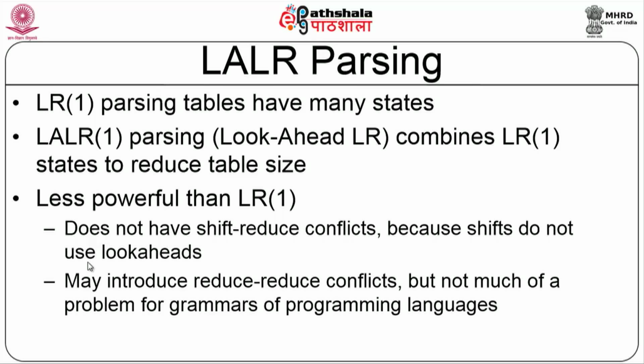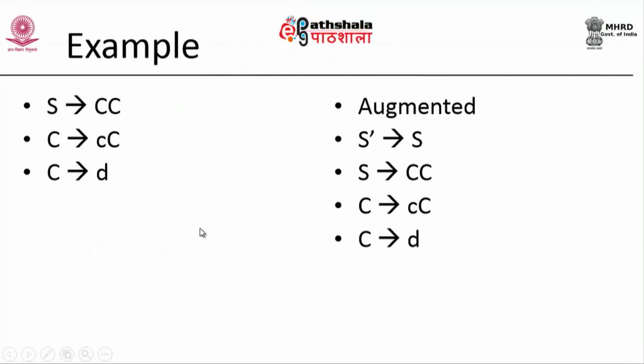Therefore, for programming languages it is okay to go with the LA-LR parser. We are going to combine some states from the LR(1) items, and that is going to result in a reduced parsing table size. It is not as powerful as the canonical LR parser, but it is almost as powerful. So, what is the fundamental idea behind this merging?